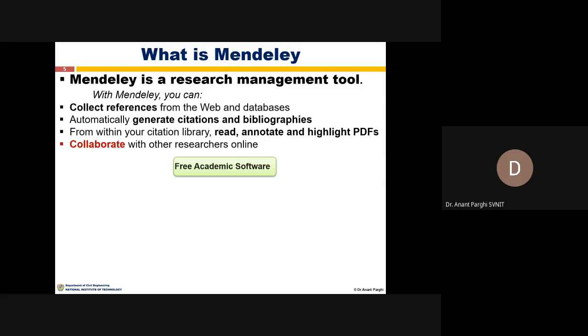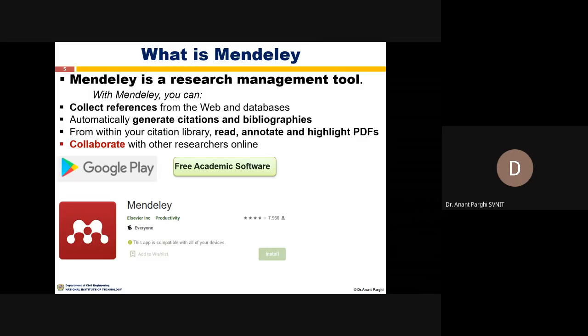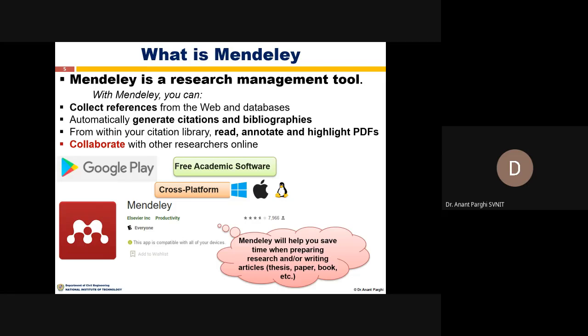You can highlight the PDF, and collaborate with other researchers online also, right? Because it is a free software tool for academic research. It's available in the Google Play Store also. You can download and install it on your mobile also, your tablet also, right? It is available on different platforms also, Windows, Mac, right? Other platforms it's available. So mainly it will help you to save time when preparing your research article, writing your thesis, your paper, your book or report, right?